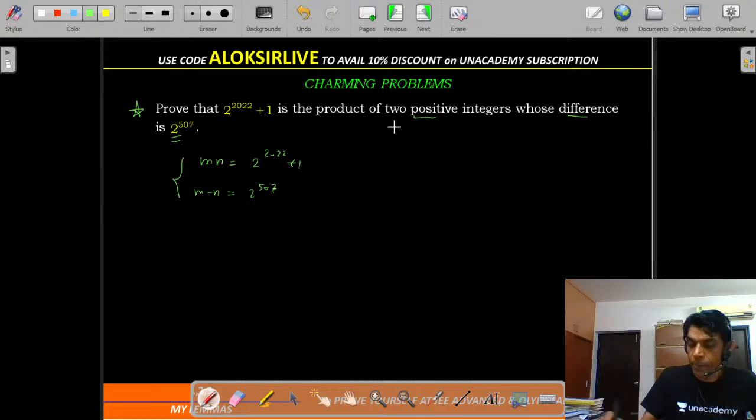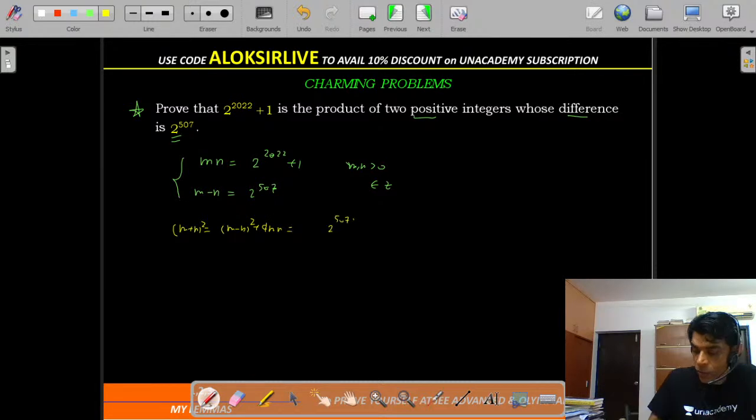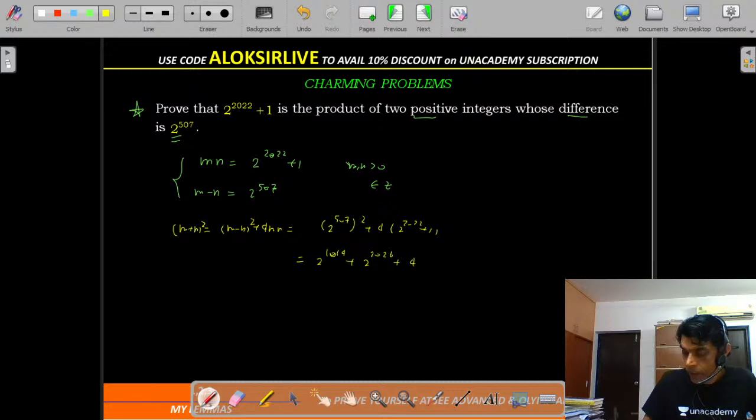Okay, let's see, we want m and n to be positive integers, we want the difference to be this and the product to be this. So they will be happy. They will say that I can form m plus n whole squared is m minus n squared plus 4mn. So he can write this as 2 to the 507 whole squared plus 4 times 2 to the 2022 plus 1, and so this is 2 to the power 1014 plus 2 to the power 2026, and plus 4, like that it will come.